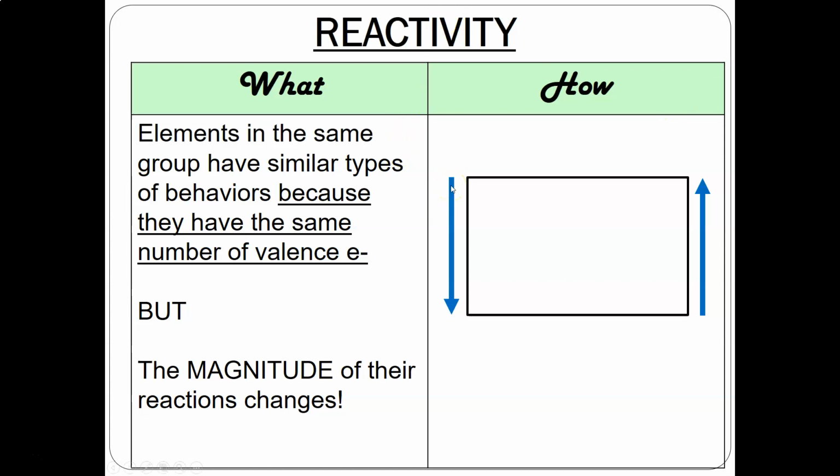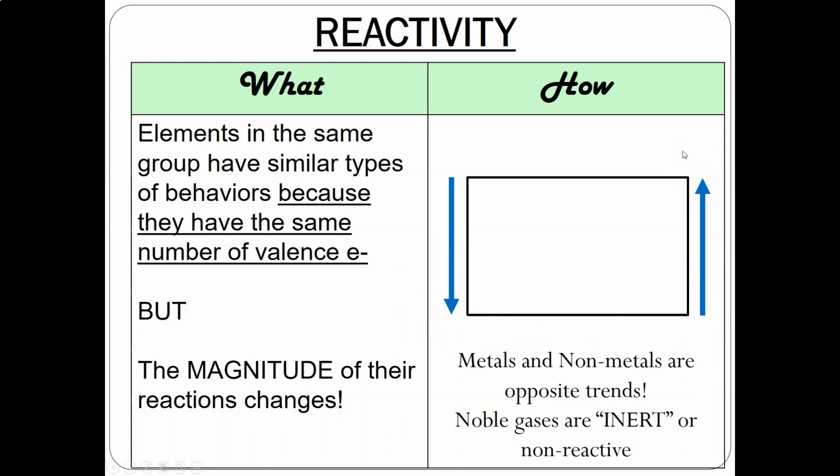Metals increase their reactivity as they go down and get bigger. Non-metals increase their reactivity as they get smaller going up. Okay? You have to be careful. Once again, be mindful of your noble gases. The noble gases are inert. They are not reactive. They do not want to react. They already have a stable electron configuration.